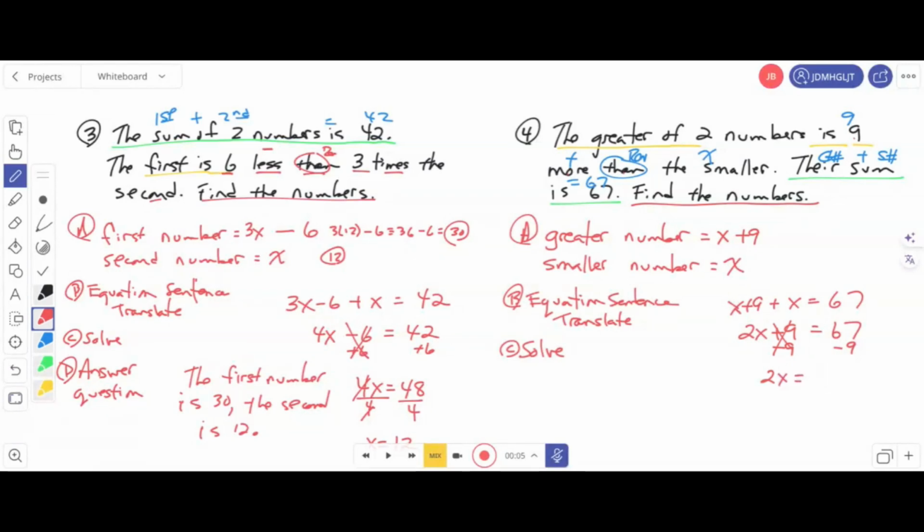67 minus 9 is 58. Now we undo multiplication by dividing. 58 divided by 2 is 29. So we'll put 29 in for x here, 29 in for x there. 29 plus 9 is 38. So now we can answer the question.